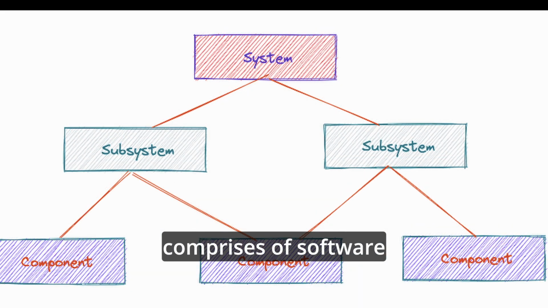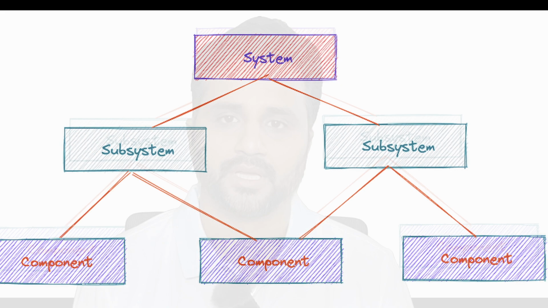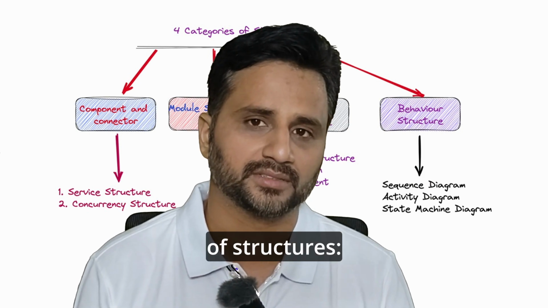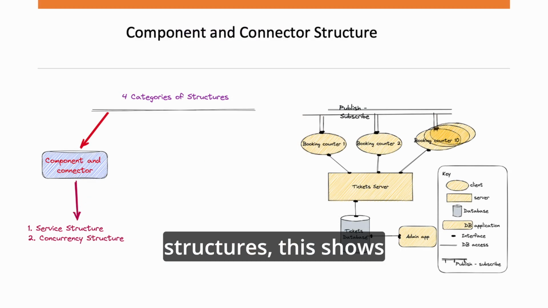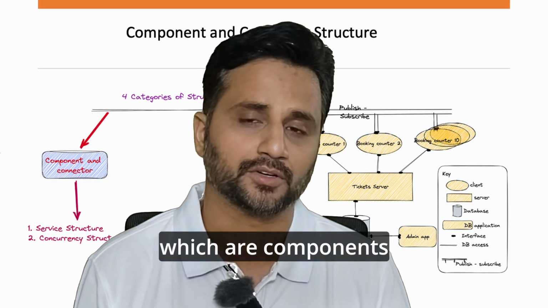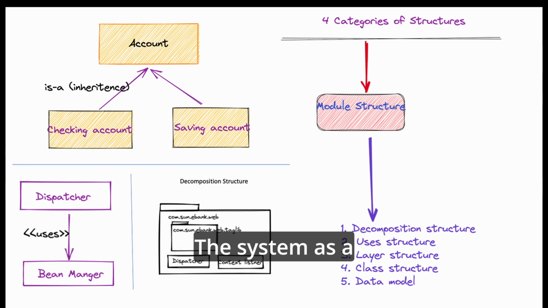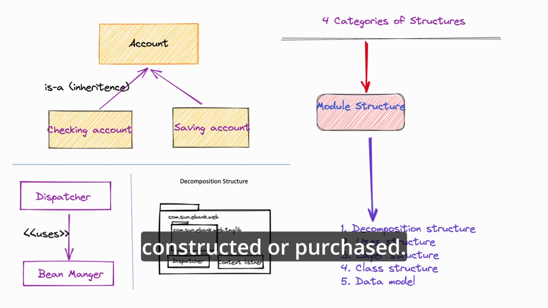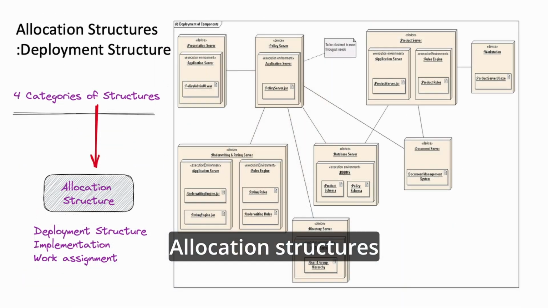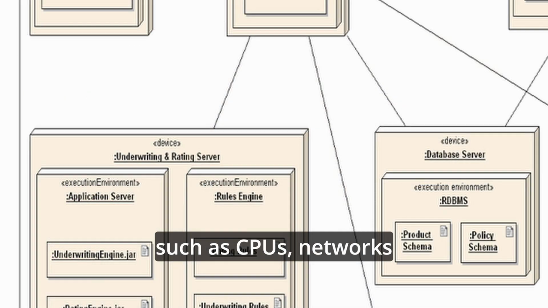These structures comprise software elements, relations among them, and properties of both. There are four categories of structures. Component and connector structures show the system as a set of elements that have runtime behavior, which are components, and interactions, which are connectors. Module structures show the system as a set of code or data units that have to be constructed or purchased.